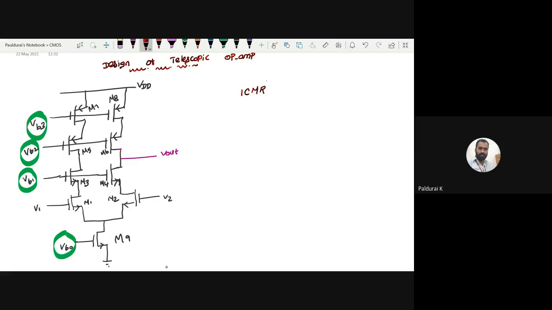And I want to write the formula for the input common mode range. In that, Razavi has given only ICMR minus, because it is used a lot and it will help us a lot. So first we will start with ICMR minus. Already we solved one problem. ICMR minus means in this range. This is my ICMR minus.